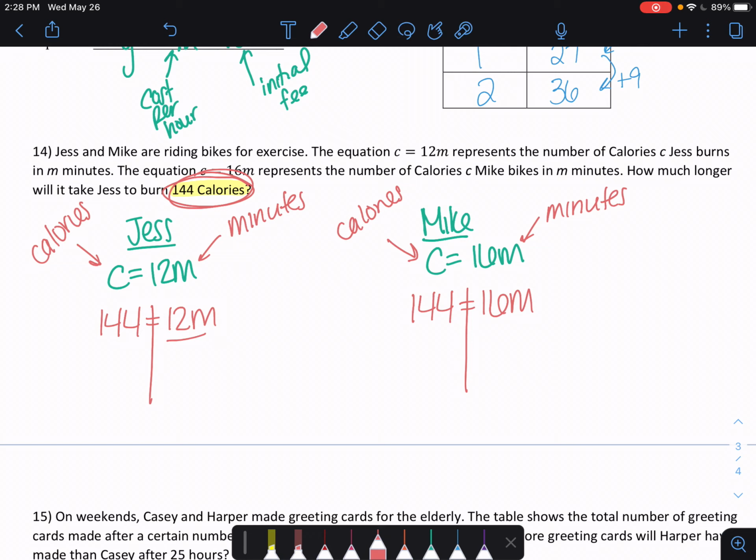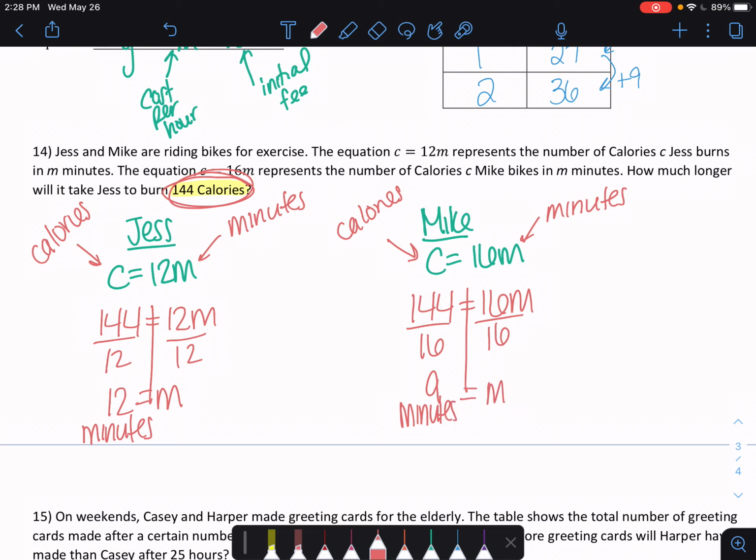For Jess, I'm going to divide by 12 on both sides, and 12 is equal to m. So this is going to be 12 minutes. Over here, I'm going to divide by 16. And I believe 144 divided by 16 is 9. So this is going to be 9 minutes is equal to m. So it took Jess 12 minutes and Mike 9 minutes.